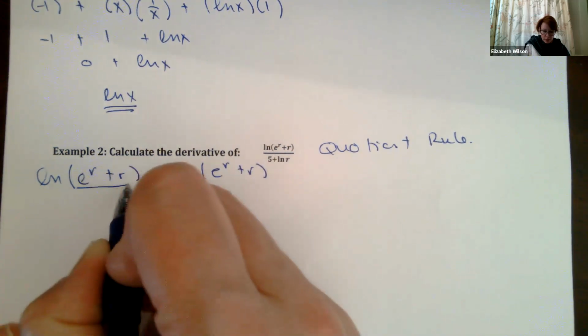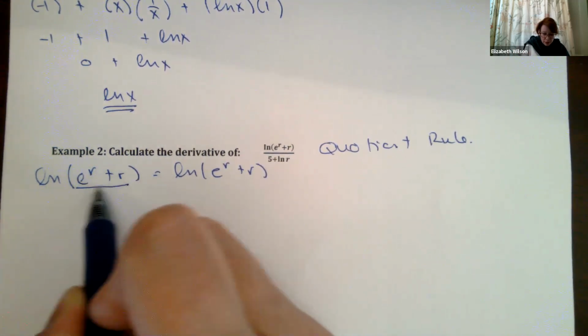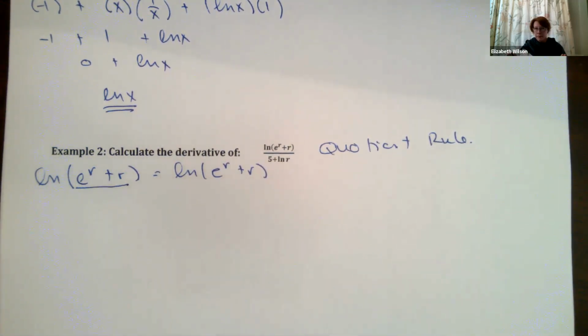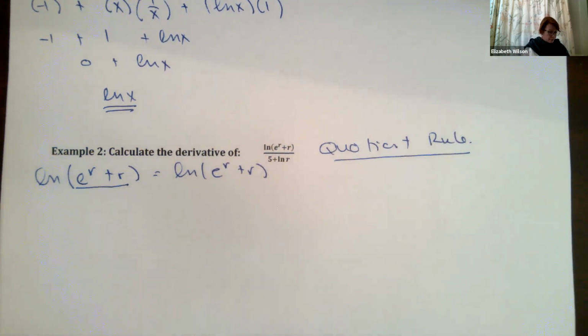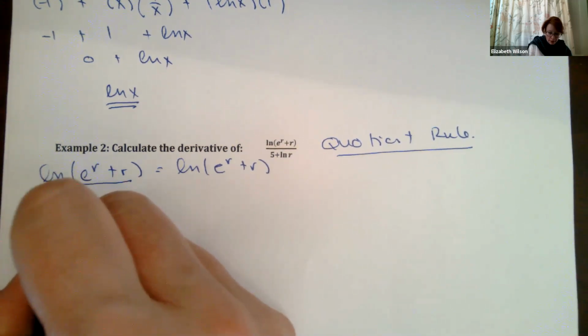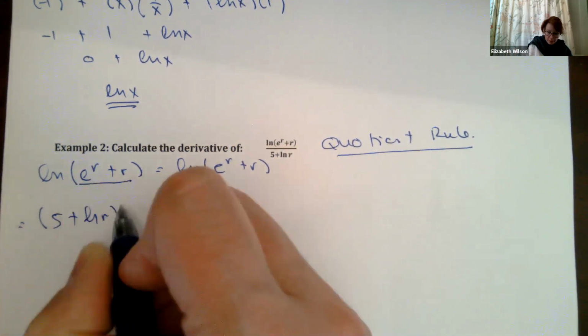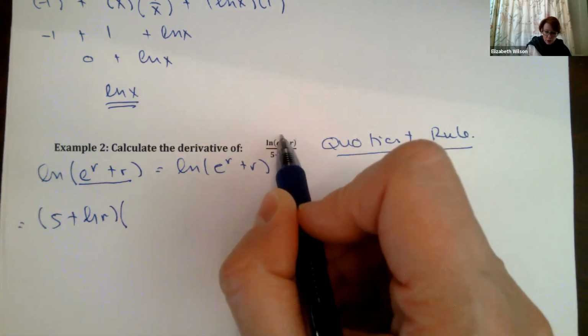It's just a group. Okay, there are properties of logs that allow us to break things apart and combine them. But if it's addition like this within our argument, that's it. It's as close as it's going to get. So quotient rule is where we're at. Okay, so let's do that. So quotient rule says bottom, 5 plus ln of r, times the derivative of the top. Remember, you can do u substitution on here if you want.